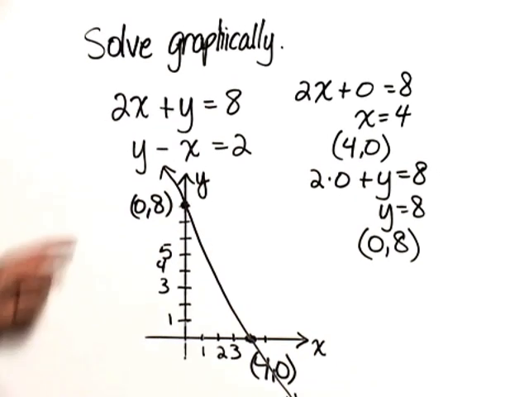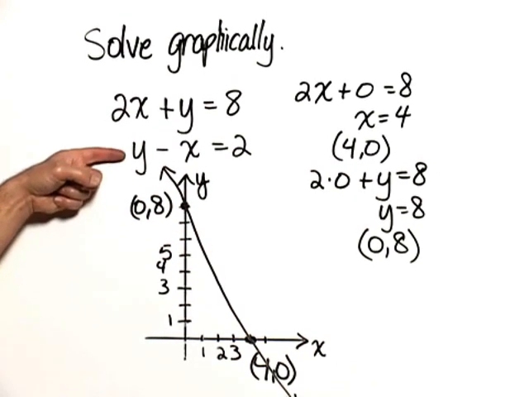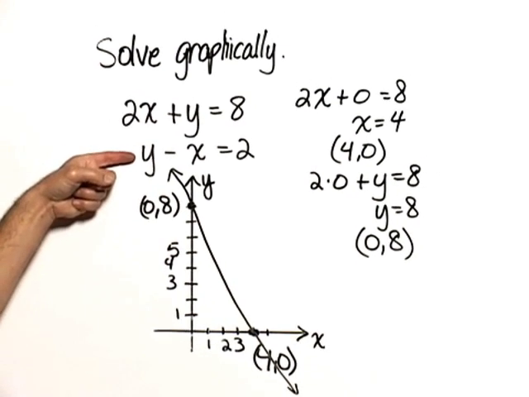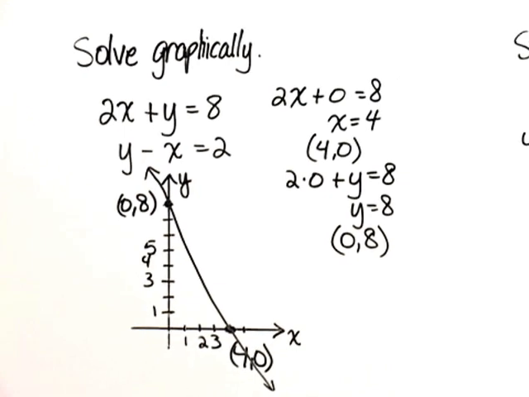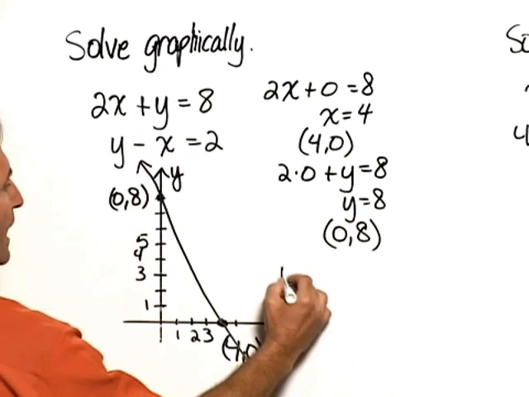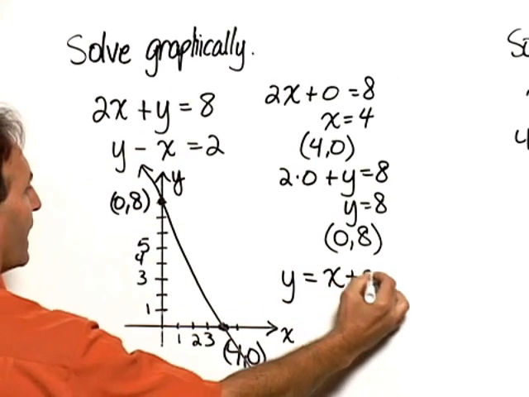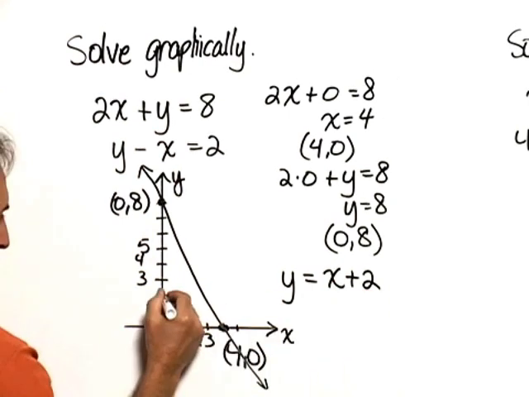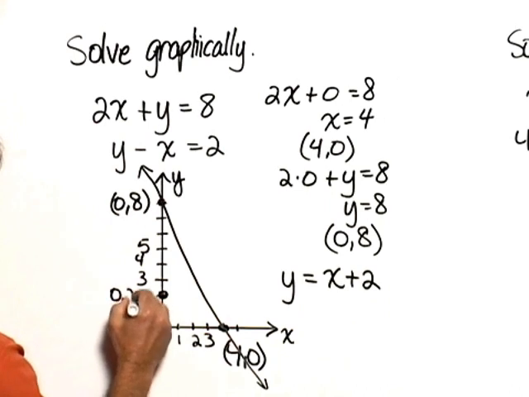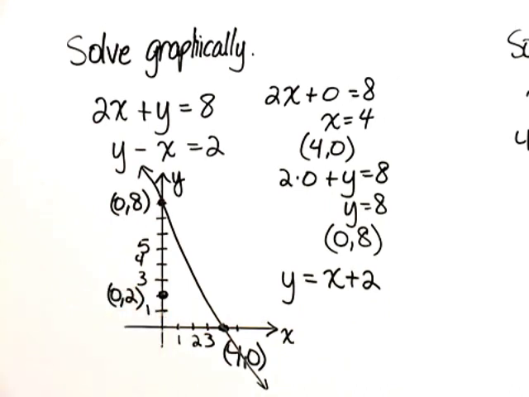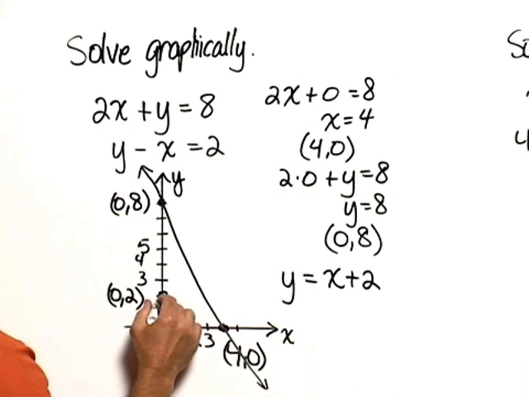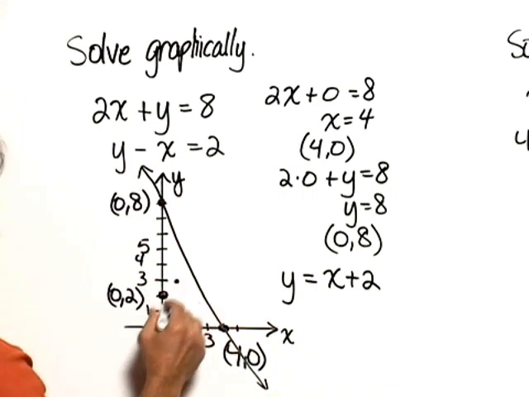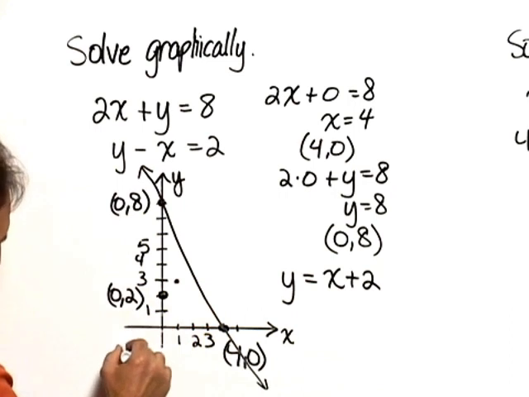And now, let's look at graphing this equation. Y minus x equals 2. Let's use the slope-intercept method here. So I would add x to both sides. Y equals x plus 2. That means the y-intercept is 2, right here, (0, 2). And the slope is 1, so we go up 1 and over 1. And we then draw our line through those 2 points.